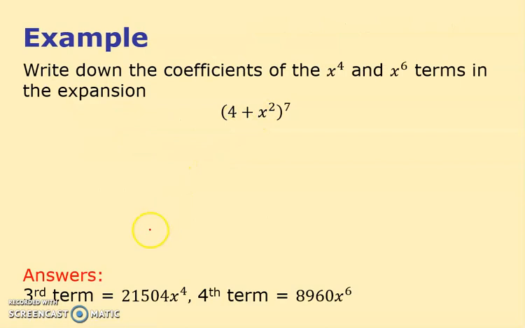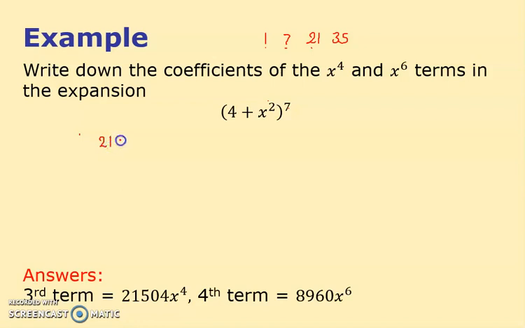Oh, I've already got the answers on this one at the bottom. Write down the coefficients of x to the 4 and x to the 6. Well, first thing to notice on this is, because it's x squared, I think the first one, and it's to the 7, which is 1, 7, 21, 35, etc. So I suppose if I was going to do this, I'd know that the first term would give me x to the 0, the second term would give me x squared. I think I need that one.